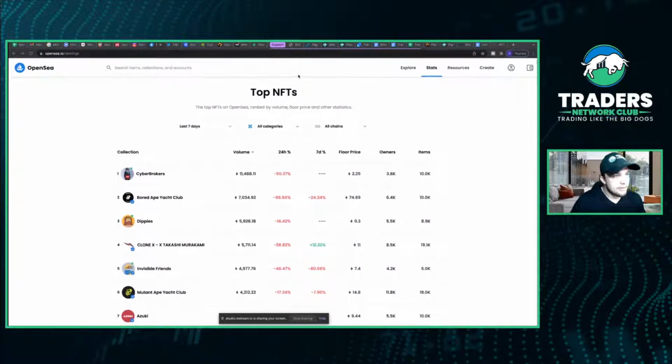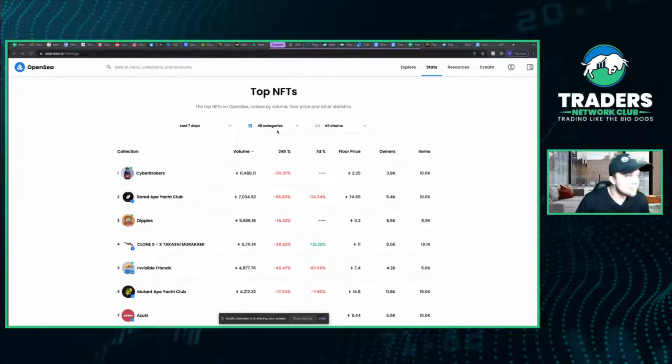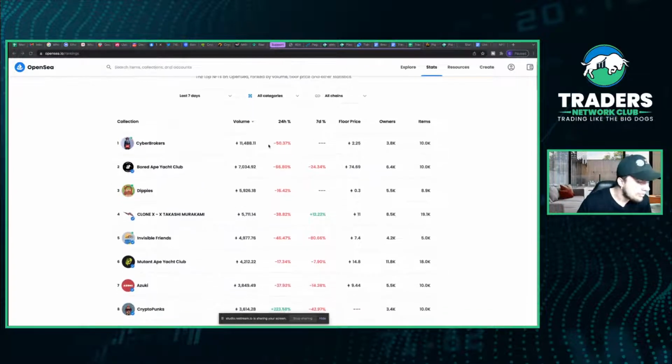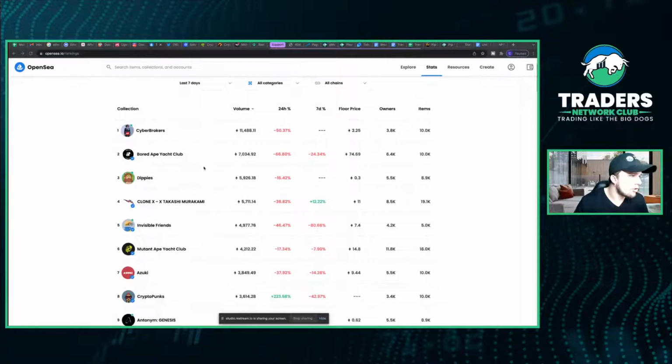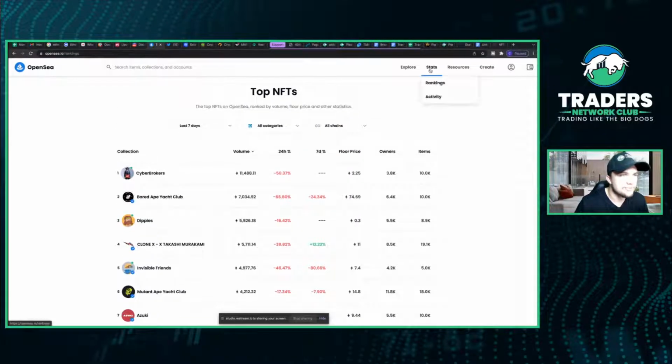So for example, the first thing we want to look for once we pick a project is a project that's pumping. We want to see the volume pumping and some buyers going through. So for example, now I'm on OpenSea. You can go on OpenSea and go to stats and then rankings, or you can go to activity.